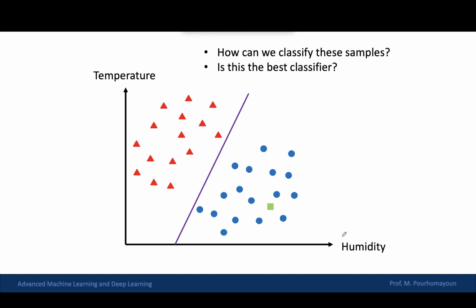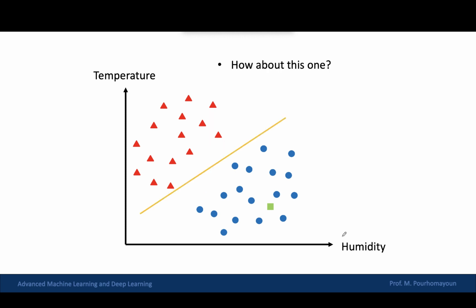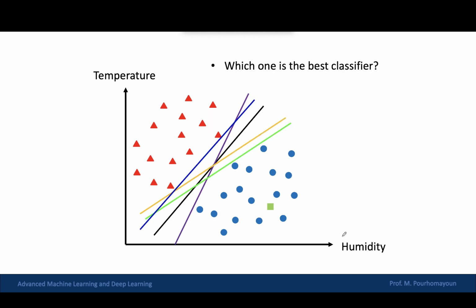So how can we find the best classifier? This is the question. Is this the best classifier, or is this the best classifier? So there are infinite number of classifiers that you can use to classify these samples. So in this case, the samples are very ideal. They are simply completely separate, and they are distinguishable. We are able to classify them using a single line.